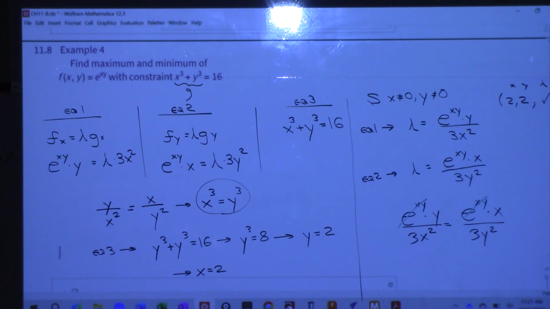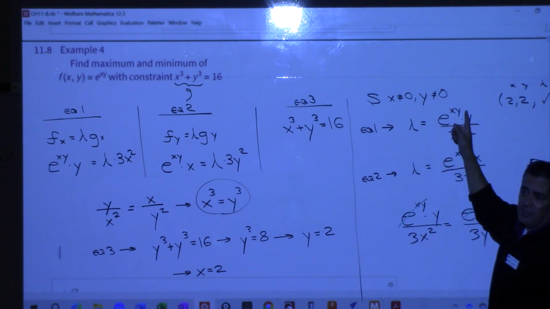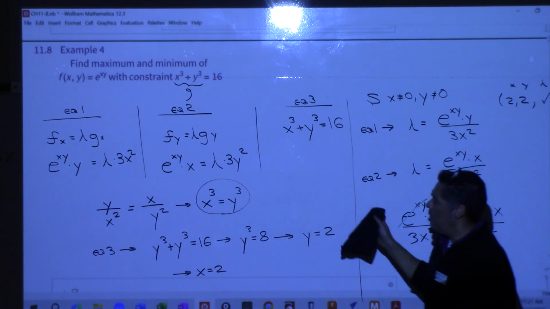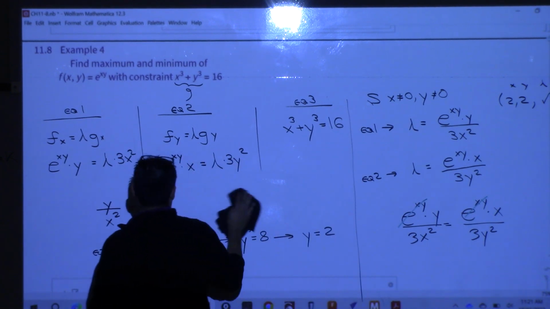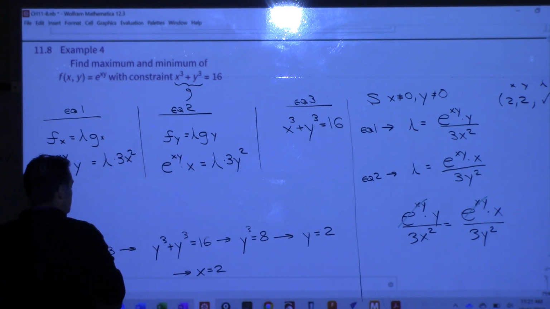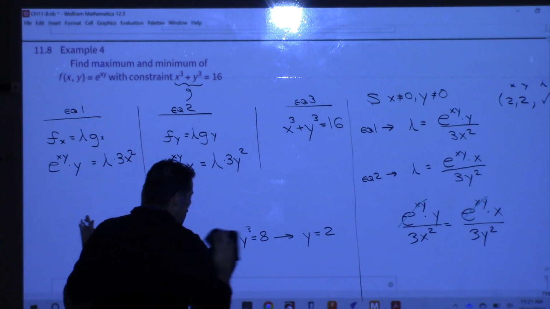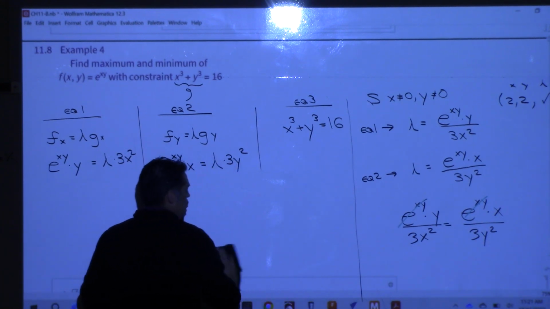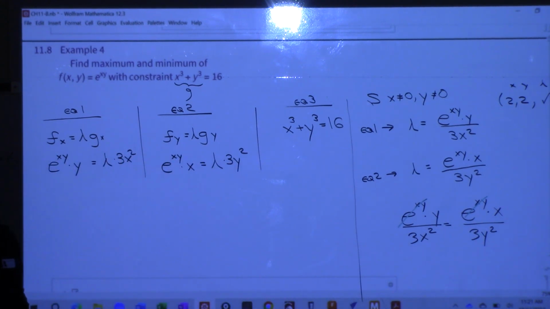Okay, we good? Okay, are we done? No, because all of this was based on the assumption that x is not 0 and y is not 0. So be careful with this next step, because what I need to do now is kind of address those one at a time. So let's just suppose that x is 0 first.